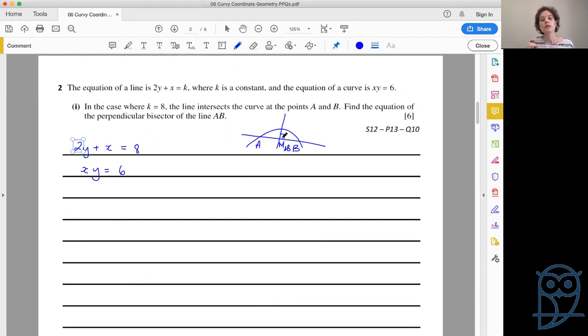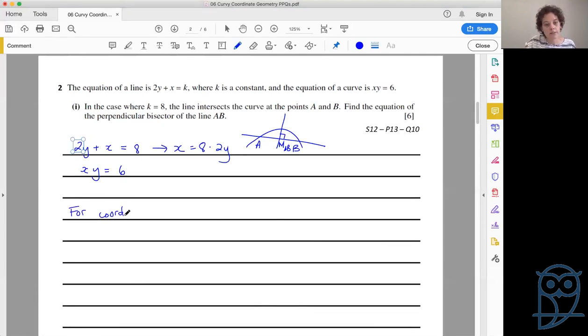In order to be able to get point M, which we need for our line, we have to get A and B. In order to get the gradient of our line that we want to calculate, we need the gradient of AB. In other words, we need AB, and in order to get AB, we need the intersection. Intersection between a line and a curve is exactly the same as the intersection between two lines. It's their simultaneous solution. So, making our lives easy. x is the same as 8 minus 2y.